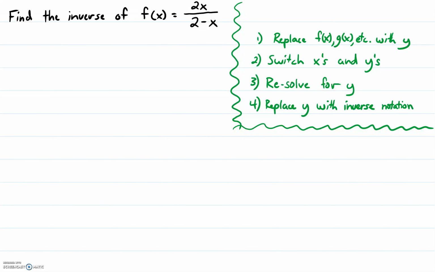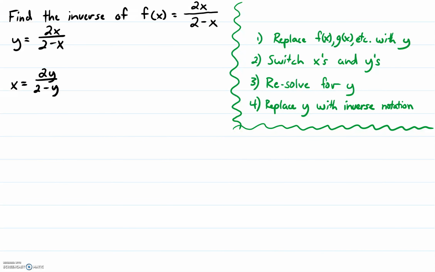So let's go ahead and apply our first step. We want to replace f of x with y. So we're going to rewrite this problem as y is equal to 2x over 2 minus x. And then our second step is to change all of the x's to y's and all of the y's to x's. So here's the first divergence from problems we've seen before. We're going to rewrite this as x is equal to 2y over 2 minus y. So now we have two different places where y happens. And that comes into play now that our third step is to solve for y.